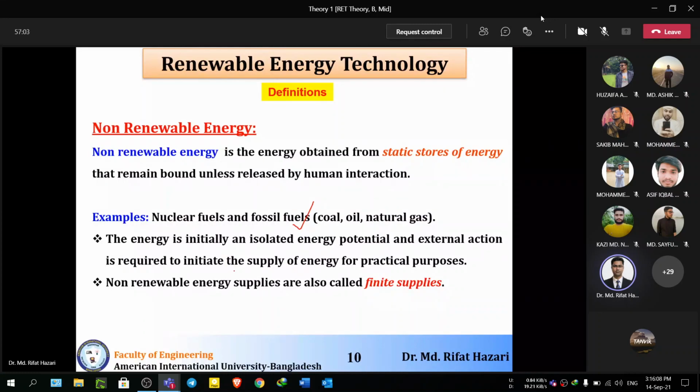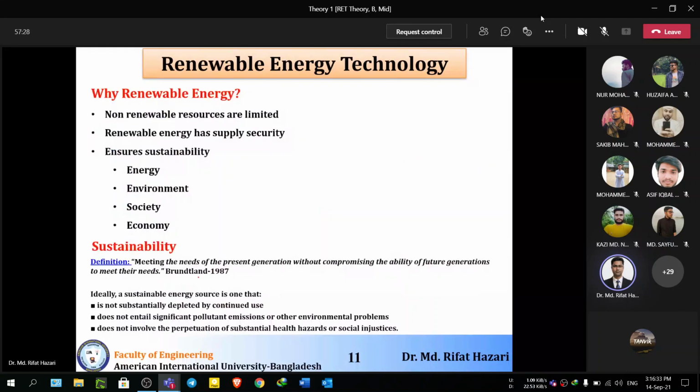Also, most importantly, non-renewable energy is called finite supplies. Why is it called finite supplies? Because it is available in nature, and it will finish one day. Yes, it will finish one day. It's limited. That's why it's called finite supplies. So you already have the idea why we need renewable energy: because non-renewable energy resources are limited. Once you use non-renewable energy, it will finish one day.